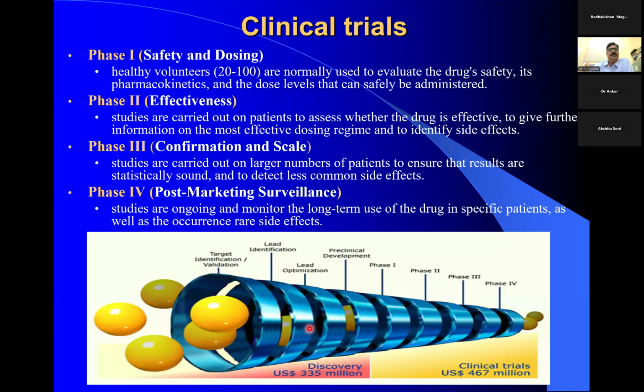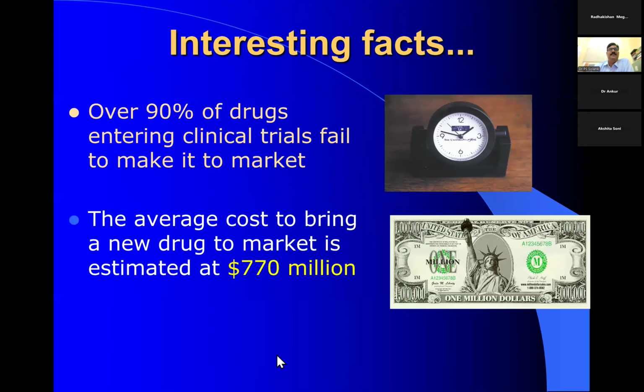So this is the drug development cycle, the traditional way of drug development. The fact is that over 90% of drugs in clinical trials fail to make it to market. The average cost to bring a new drug to market is estimated at around $770 million. So it is too costly. To reduce the time and the cost, we entered into the modern methods of drug discovery.